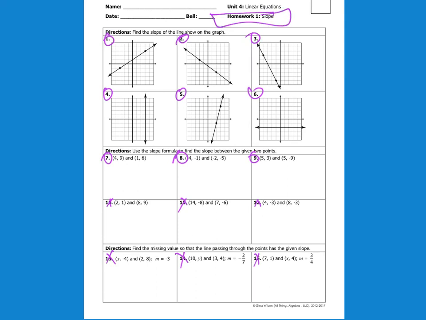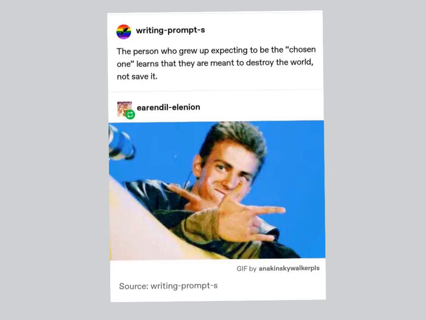Hopefully that stands out. And you know me, I couldn't help but do it. Your meme of the day. The person who grew up expecting to be the chosen one learns that they're meant to destroy the world, not save it. And of course it's Hayden Christensen playing Anakin Skywalker from Star Wars.